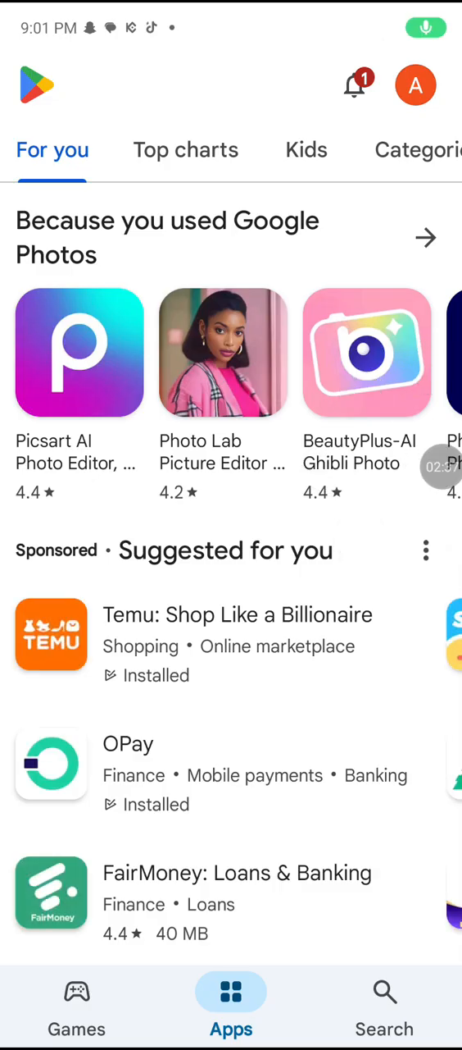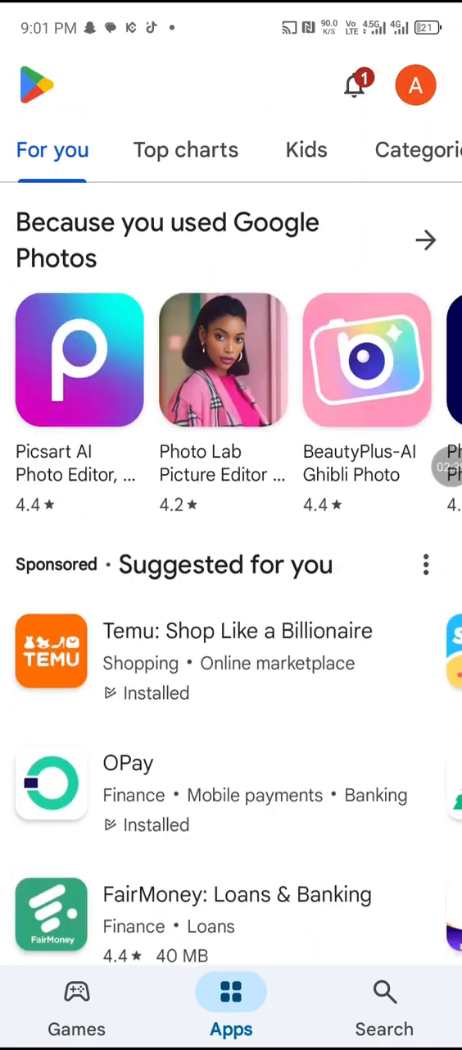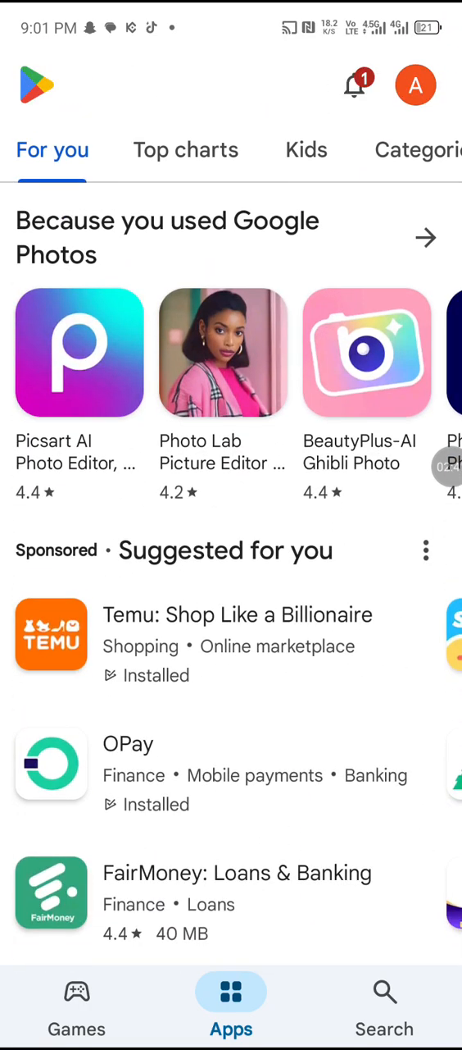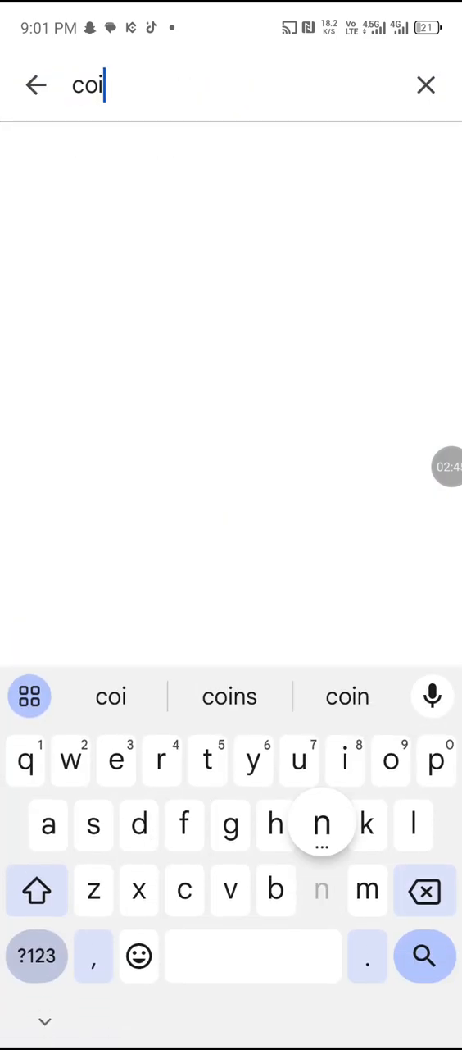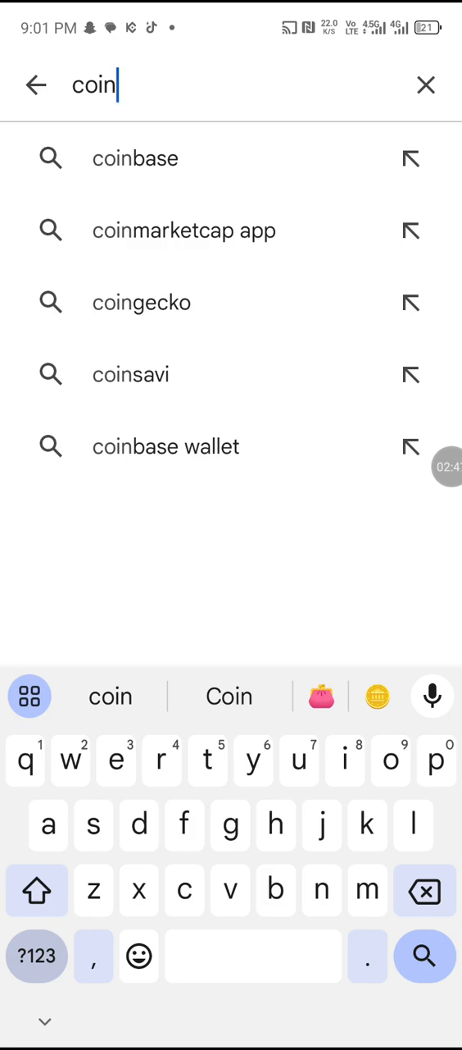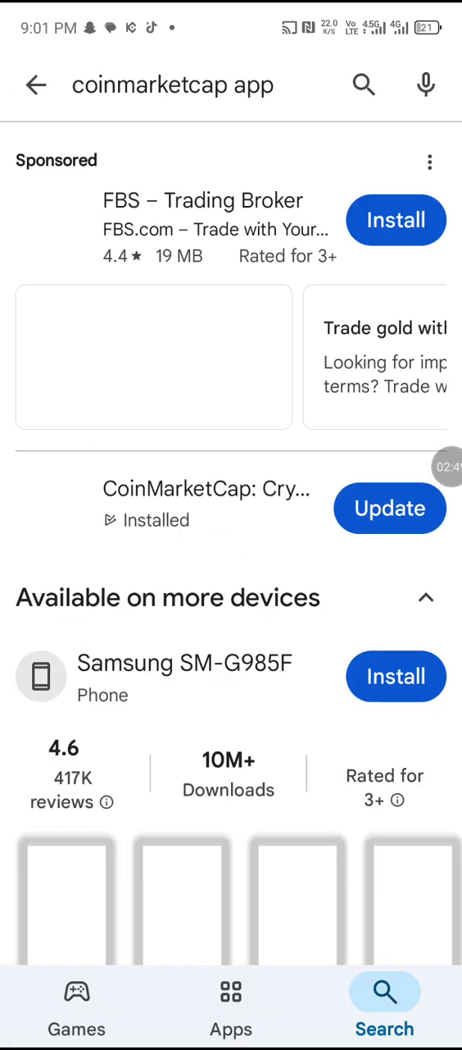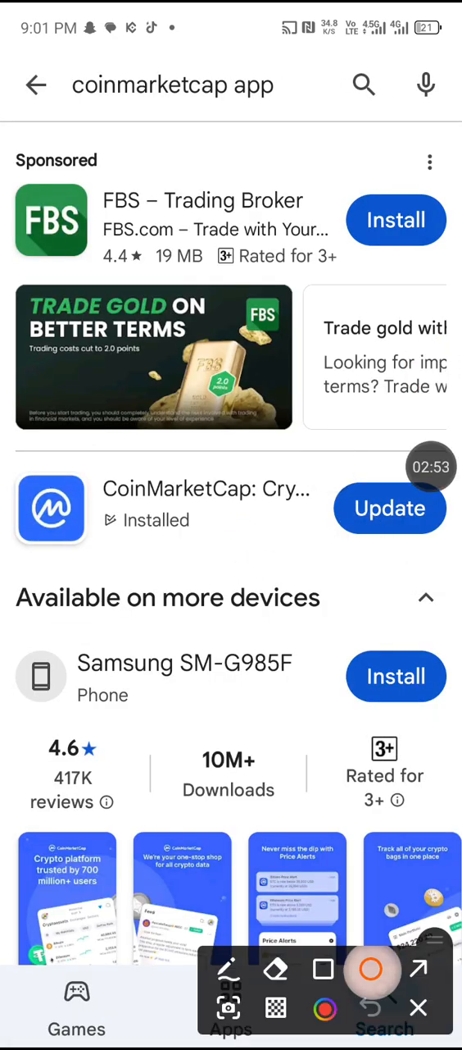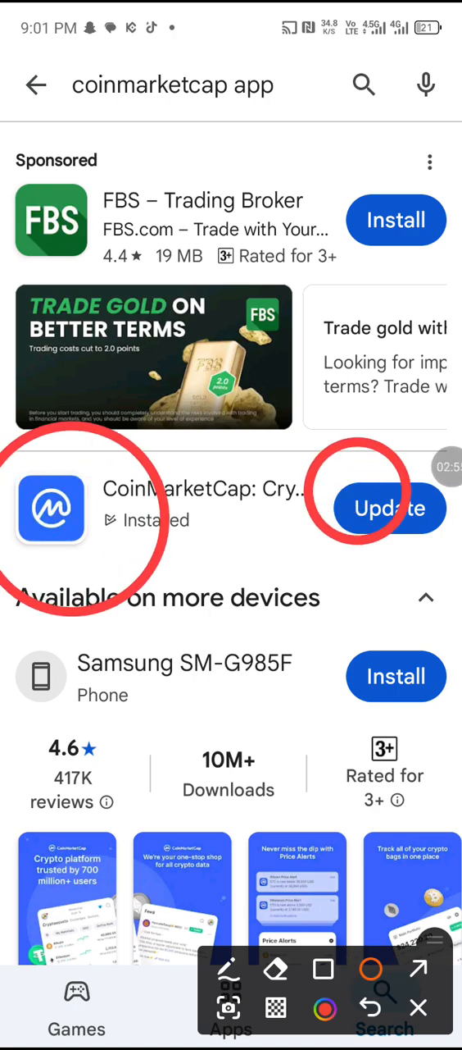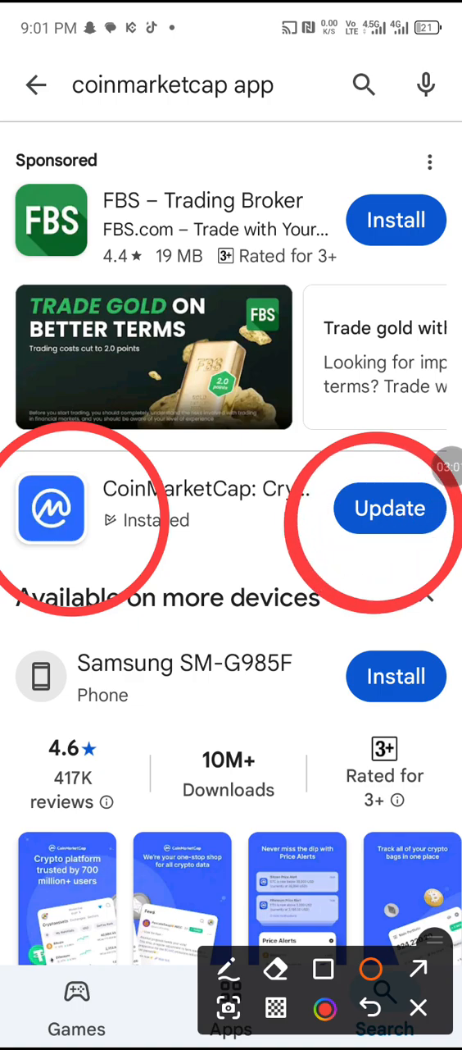For the sake of the newbies, all you need to do is go to your Play Store and search for Coinmarketcap. If you search for it, you can see this is exactly how it is. This is the logo. You can come to this place to download it. Here it's going to show you install. Mine's already installed, but it needs updating, which is why it's showing me update.